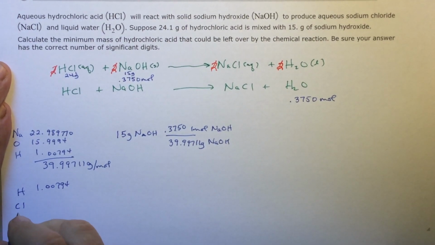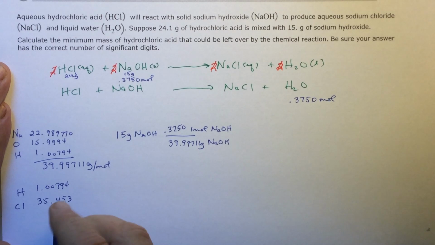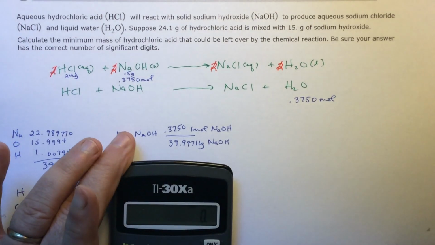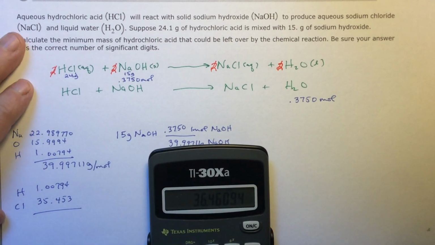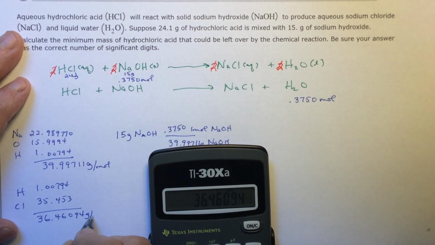Cl is 35.453. So that's 1 and 1. 1.00794 plus 35.453 is 36.46094 grams per mole.